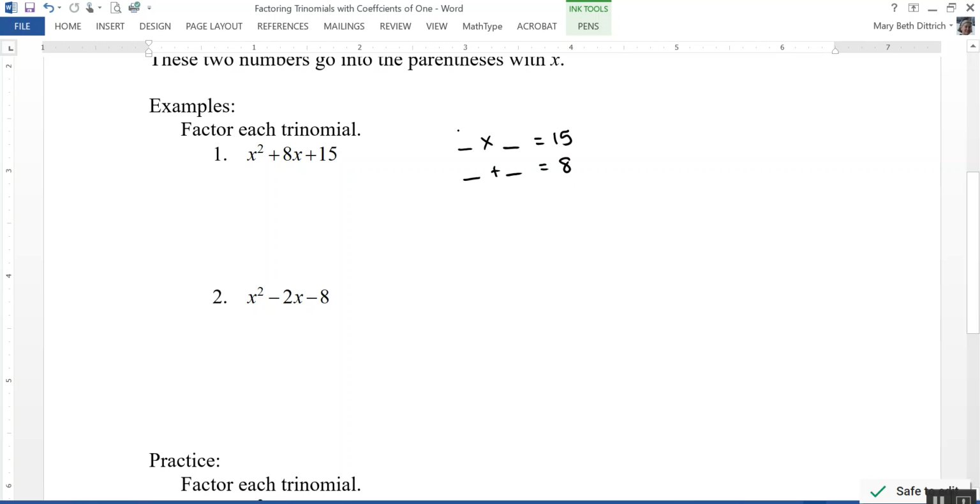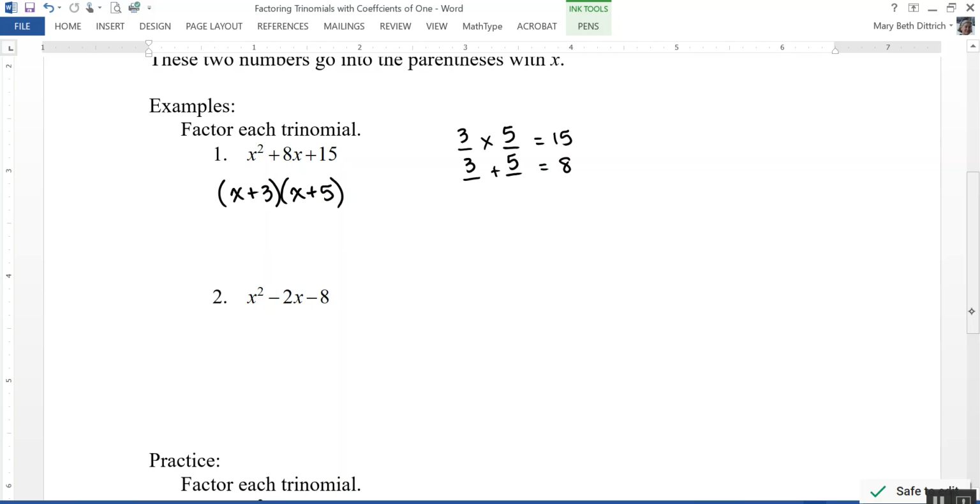So looking at this, I realize that these numbers are 3 and 5, and that does work in both of those equations. So those numbers become the number after x in each of the binomials, a positive 3 and a positive 5. So x squared plus 8x plus 15 factors into x plus 3 times x plus 5.